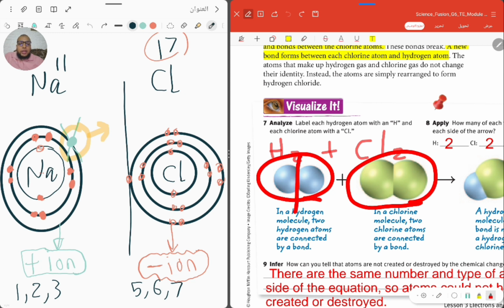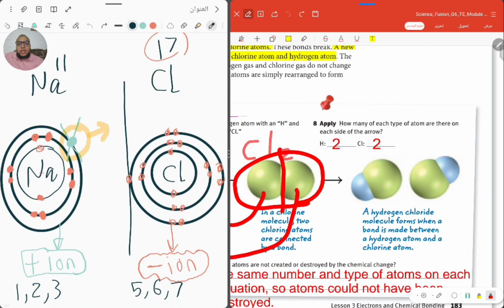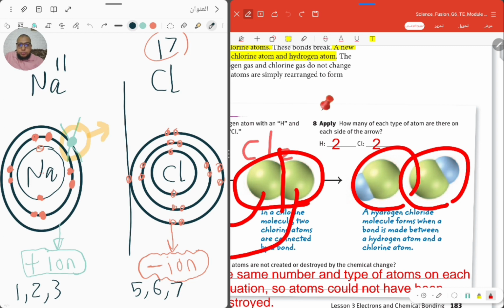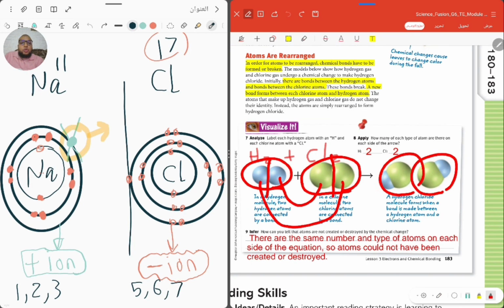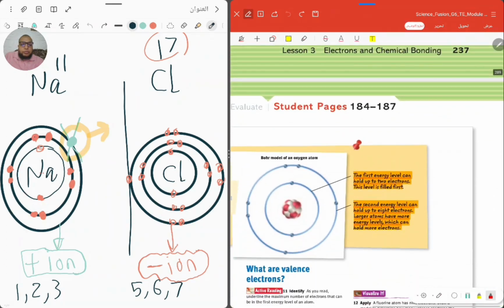First, when they want to react together, the bond between hydrogen and hydrogen will be broken, and the bond between chlorine and chlorine will be broken. Then one hydrogen will attract with one chlorine, and the other will attract with the other chlorine to make hydrogen chloride, HCl, as you see in the picture. That is a new bond formed between each chlorine atom and hydrogen atom.